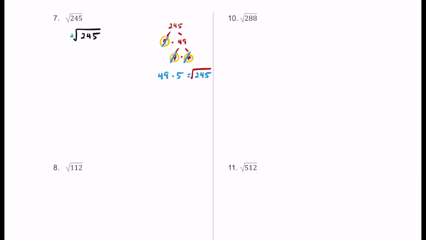But the square root of 245 is equal to the square root of 5 times the square root of 49. Root 49 is just 7, so we have 7 times root 5 equals the square root of 245. Or this is just simplified down to 7 root 5 is equal to the square root of 245. So the most simplified version here is going to be 7 root 5.